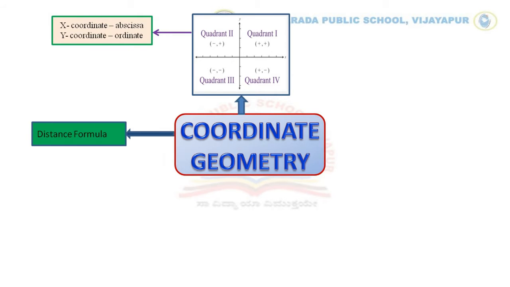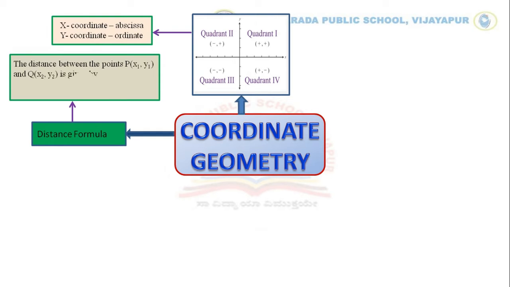Next, we discussed finding the distance between any two points in the graph, which is called the distance formula. The distance between the points P(x1, y1) and Q(x2, y2) is given by PQ is equal to the square root of (x2 minus x1) whole square plus (y2 minus y1) whole square. By using this formula, we can find the distance between any two points in the graph.